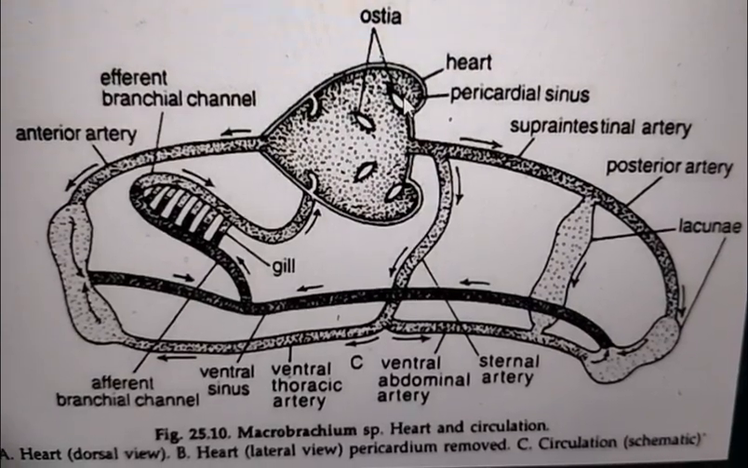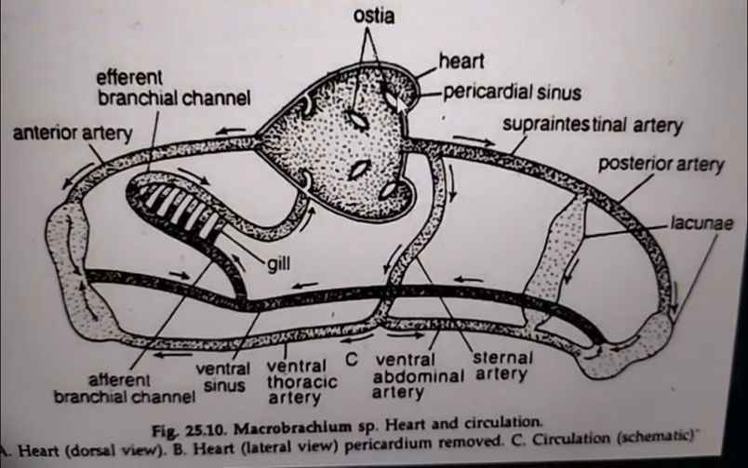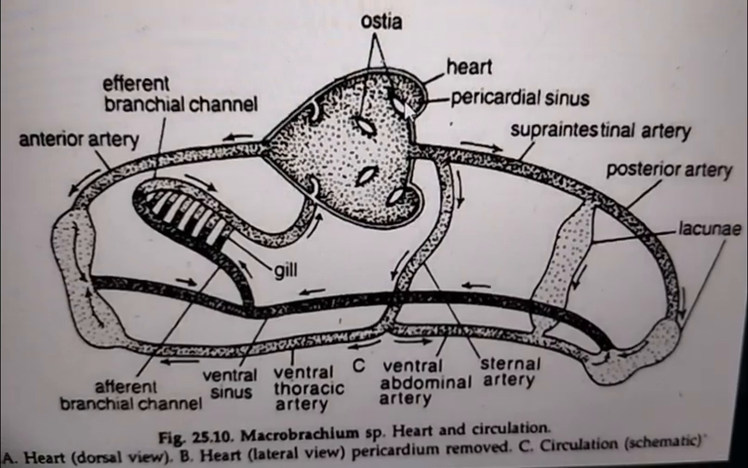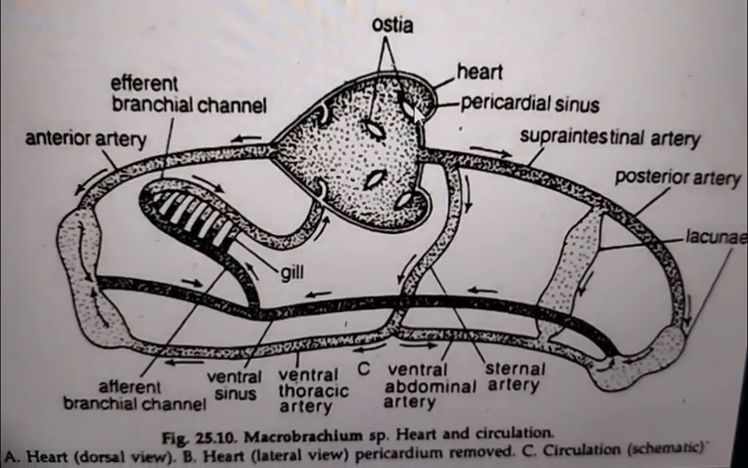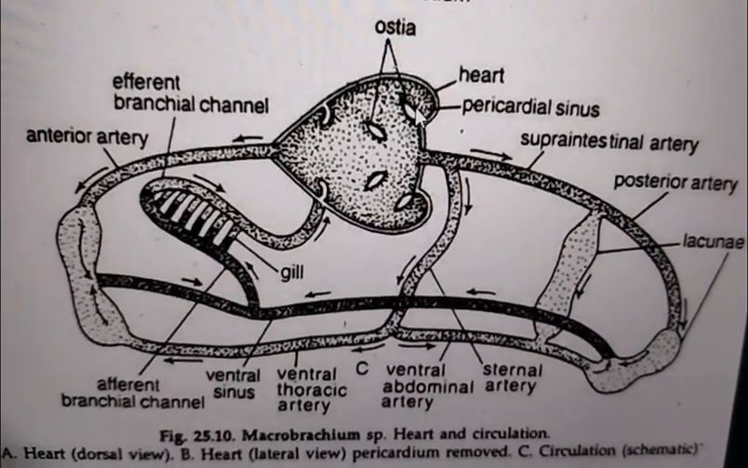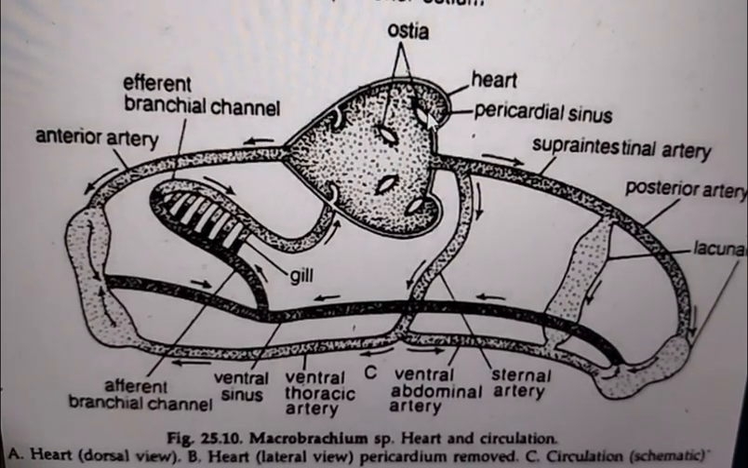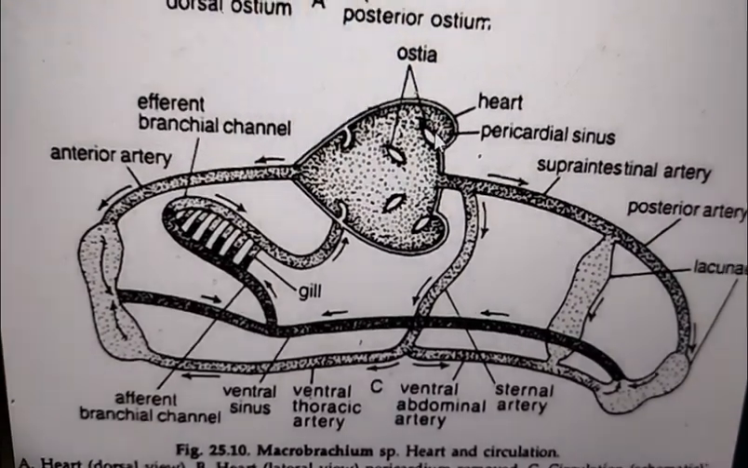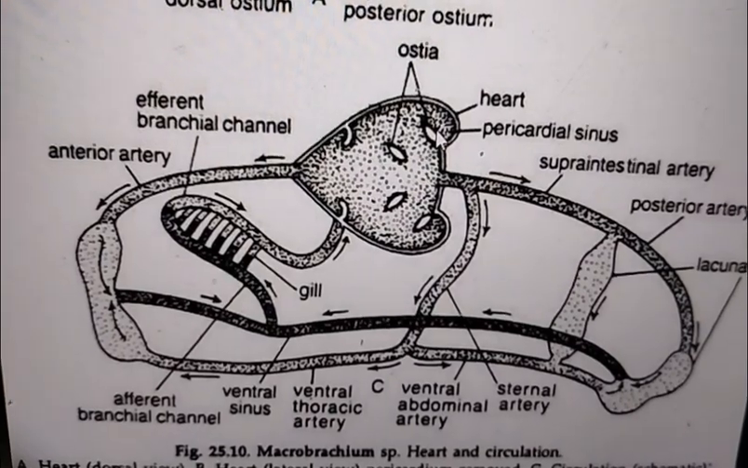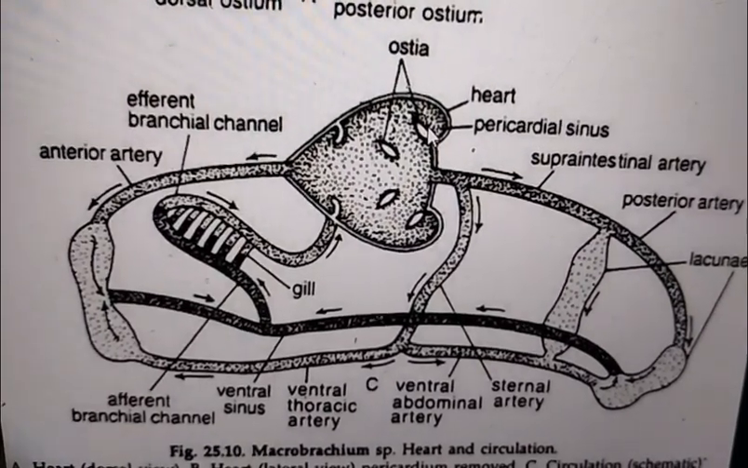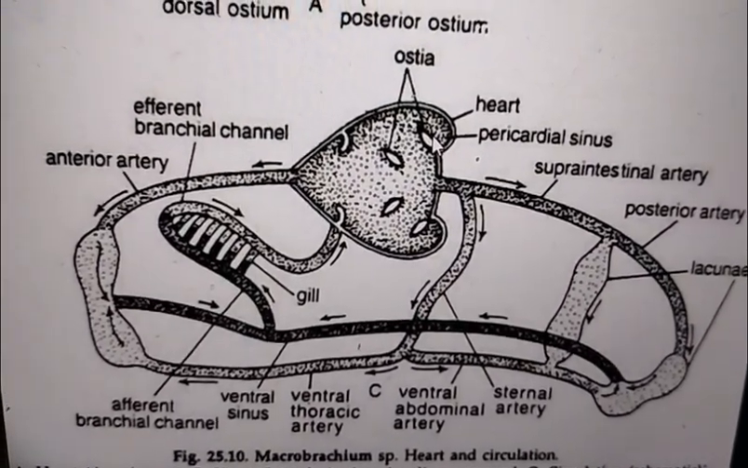My dear friends, today I am going to discuss the circulatory system of prawn. It is said to be an open or lacunar system. There are two types of circulatory system: closed system and open system.